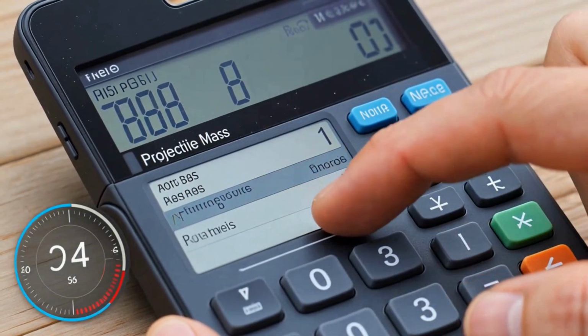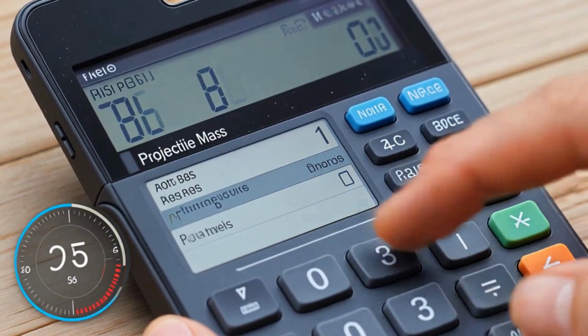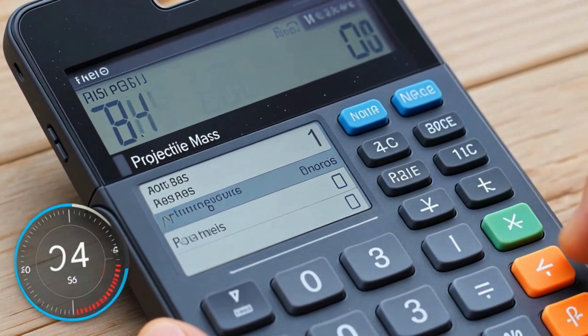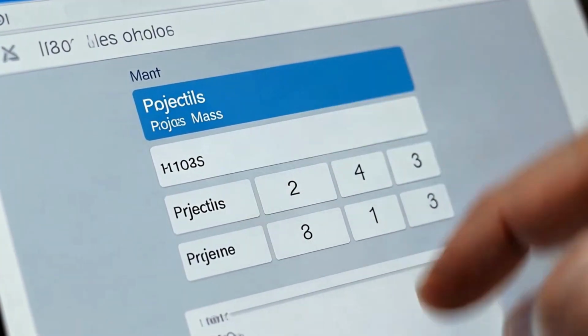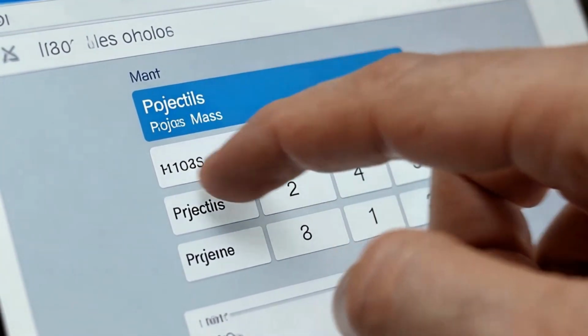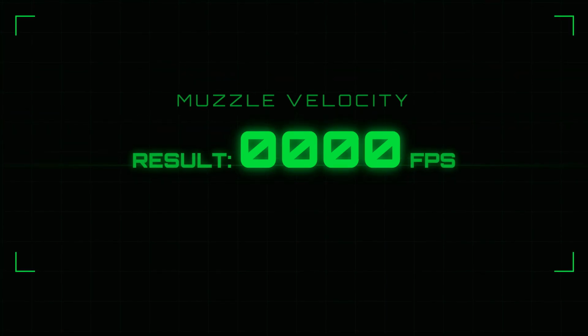Now for a practical example. Let's calculate the muzzle velocity of a 150-grain rifle bullet with measured kinetic energy. First, select Calculate from kinetic energy from the dropdown. Enter the projectile mass as 150 grains. Input the measured kinetic energy as 2,800 foot-pounds. Click Calculate. The calculator returns a muzzle velocity of 2,901 feet per second.